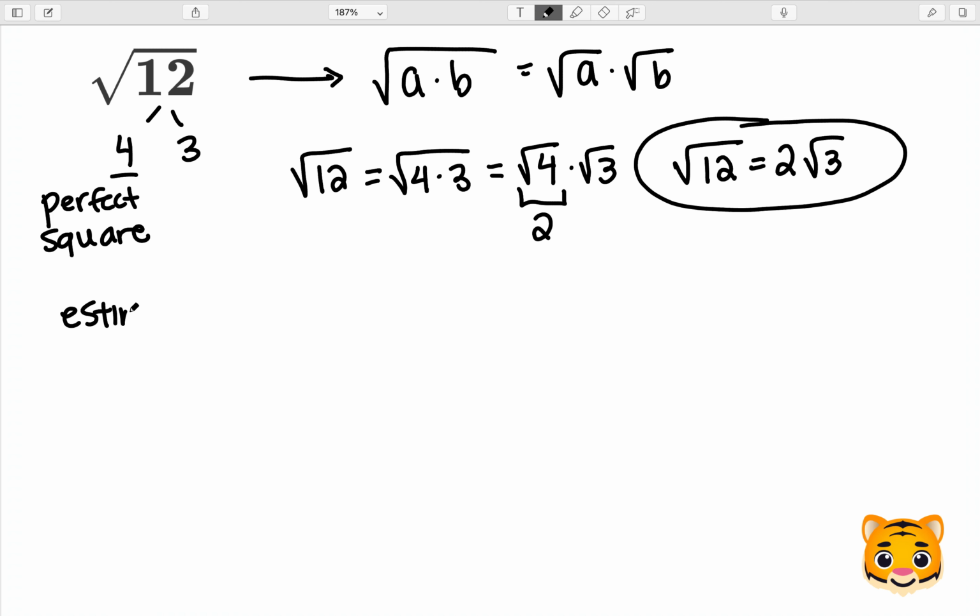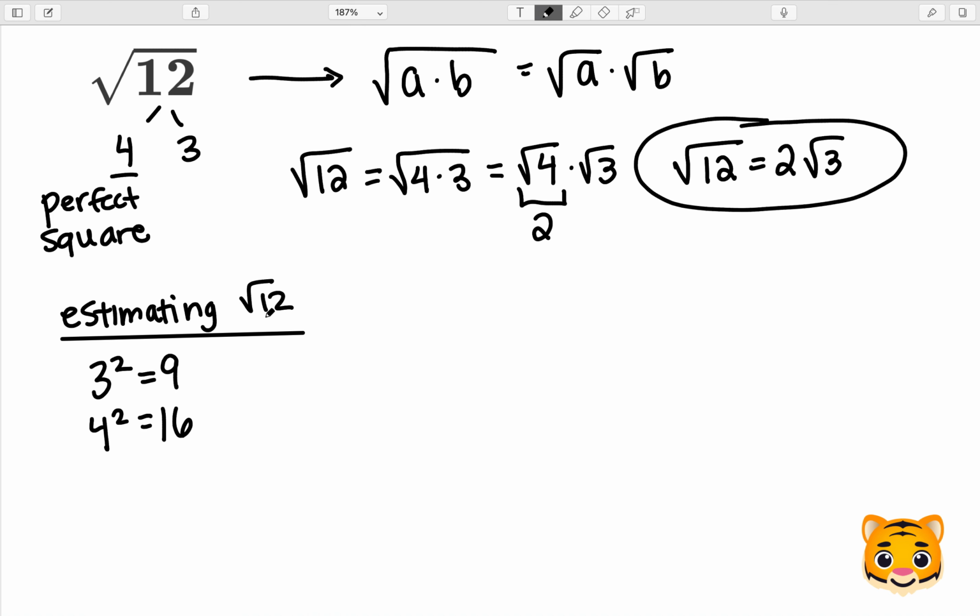However, we can also look at estimating the square root of 12. In order to estimate the square root of 12, we can look at perfect squares nearby. 3 squared gives us 9, and 4 squared gives us 16. So we can see that 12 is between 9 and 16.